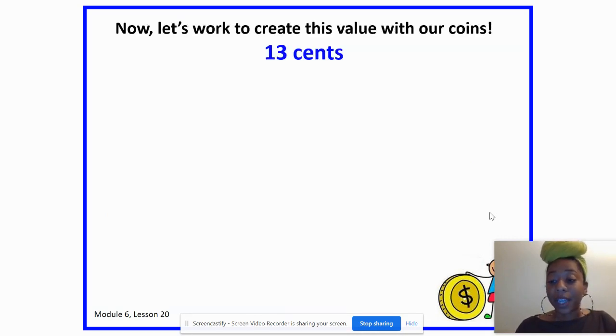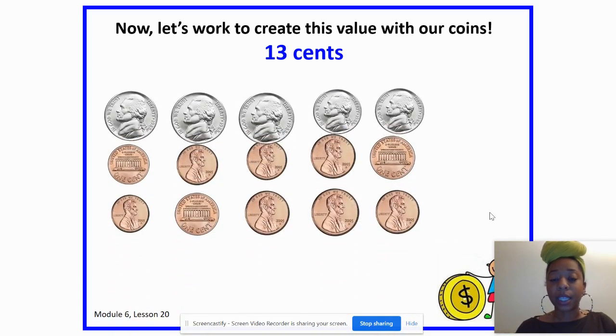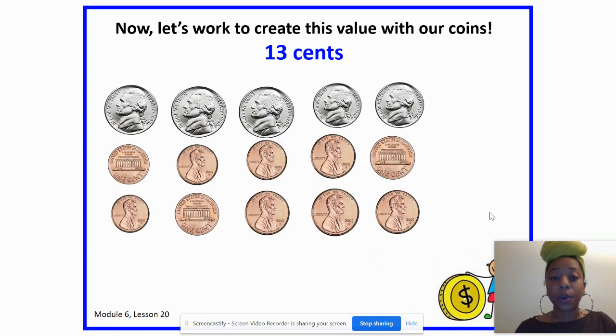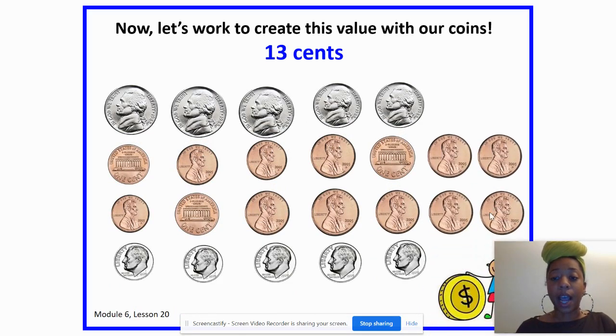How do you think we can make 13 cents using pennies, nickels, and dimes? Let's see. We have our pennies that are worth 1 cent, our nickels that are worth 5 cents, and our dimes that are worth 10 cents. I want to show 13 cents. Maybe I should start counting by fives. 5, 10. Okay, I can't add another nickel because that'll be 15. That's too much. What's smaller than a nickel?